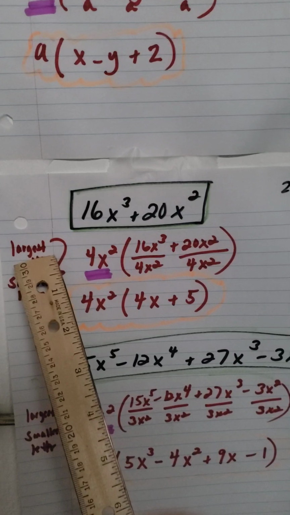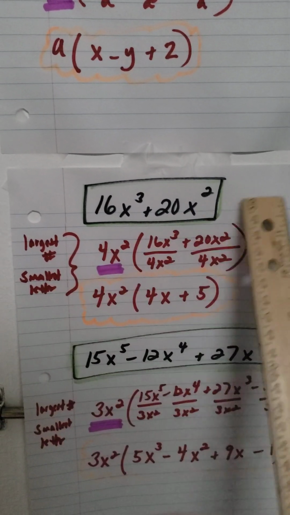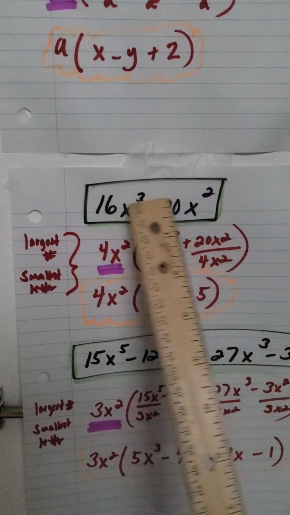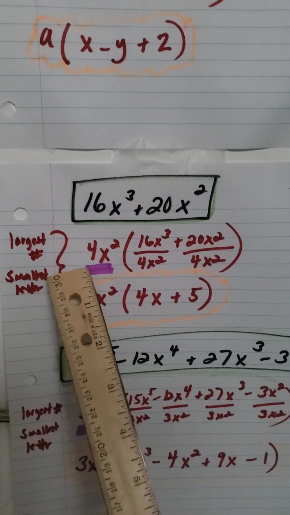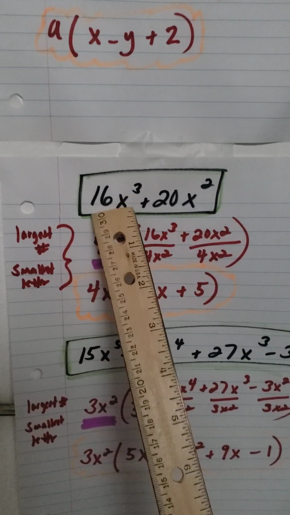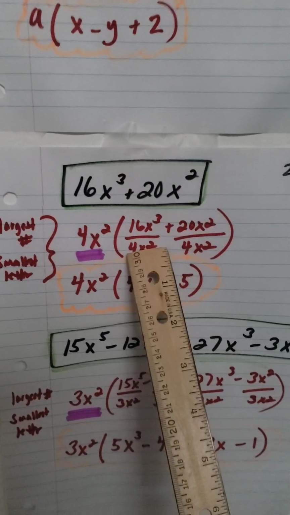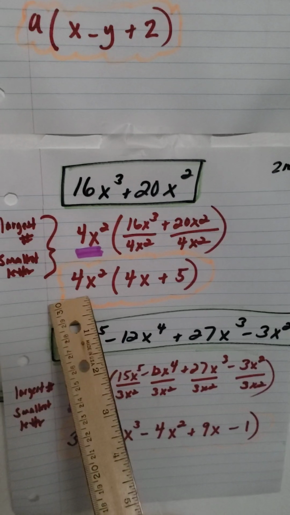So you take out the largest number and you take out the smallest letter. And again, by the letter, I mean the exponent. You either had x cubed or x squared. You're going to take out the largest number, the 4, and the smallest letter, x squared. And then I'm going to take each term and divide it by 4x squared. So you bring down the 4x squared.